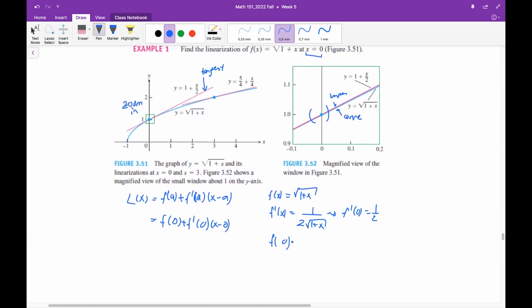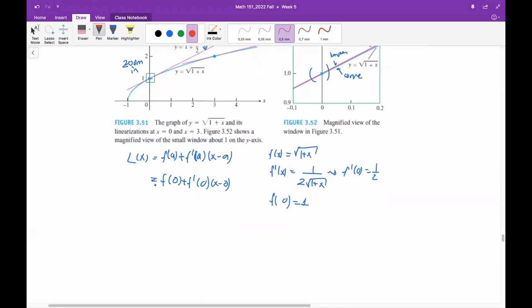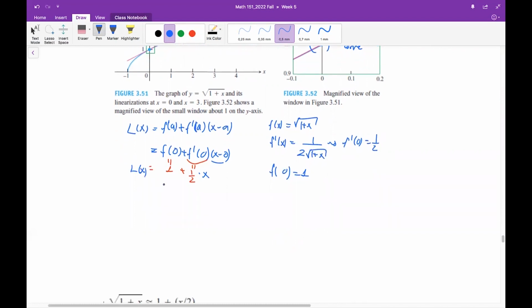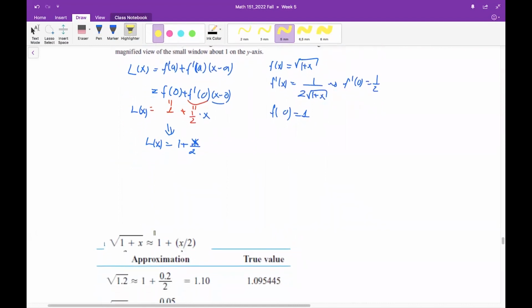What is the original function's value at 0? It is 1. Then you are ready to insert those values here. This is 1, this is computed as 1/2, and here you just have x. So this gives you the expression for the linearization function. L of x is computed as 1 plus x over 2, just like given here. So 1 plus x over 2 is the linearization function that we computed here.